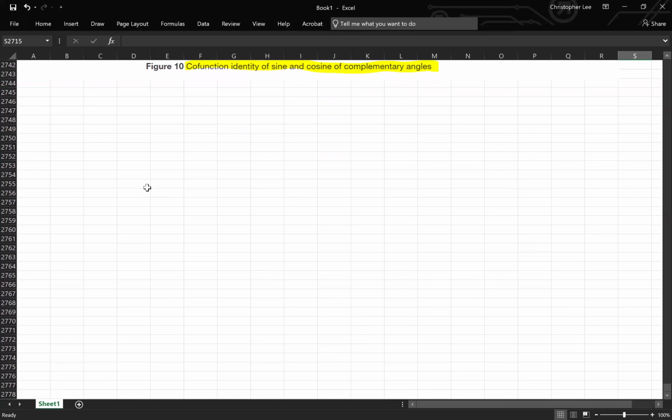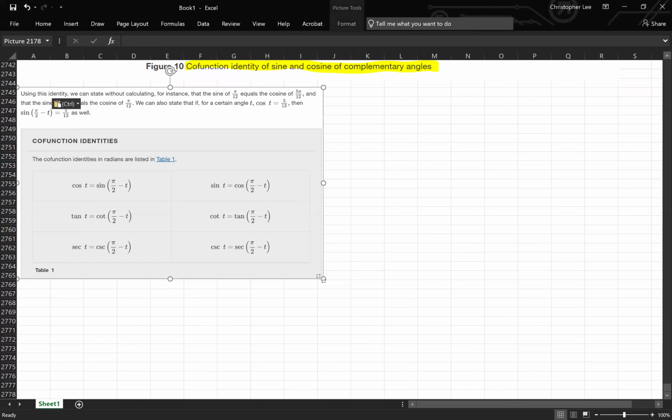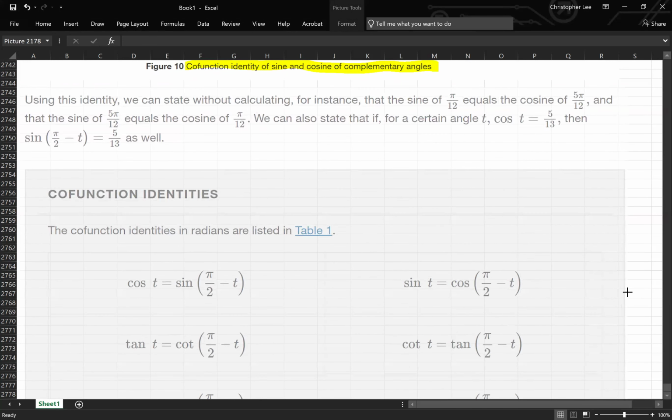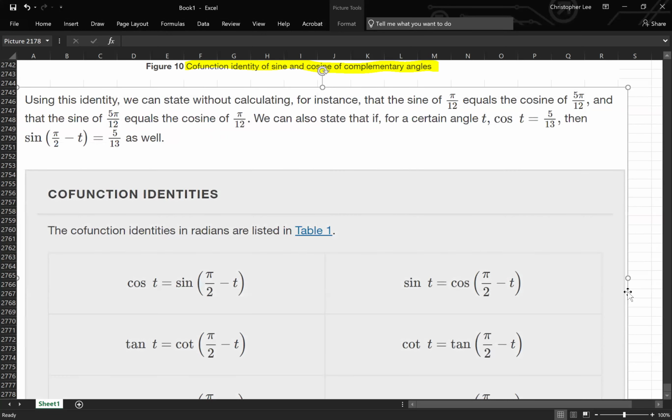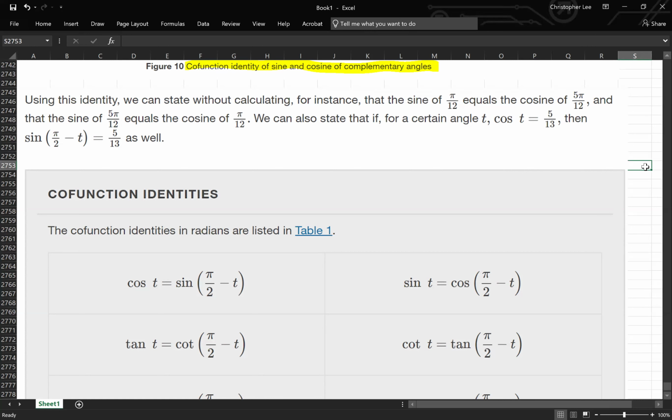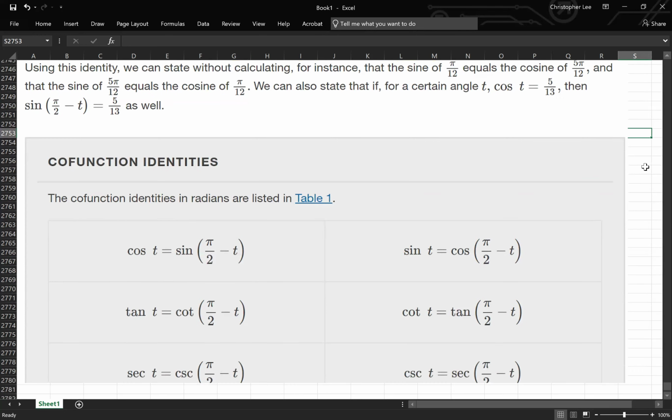Let me put that all together for y'all. Check this out. It's going to bring us to a new idea. So using this identity, we can state without calculating, for instance, that the sine of pi over 12 equals the cosine of 5 pi over 12, and that the sine of 5 pi over 12 equals the cosine of pi over 12. We can also state that if for a certain angle t, cosine of t is equal to 5 over 13, then sine of pi over 2 minus t is equal to 5 over 13 as well.